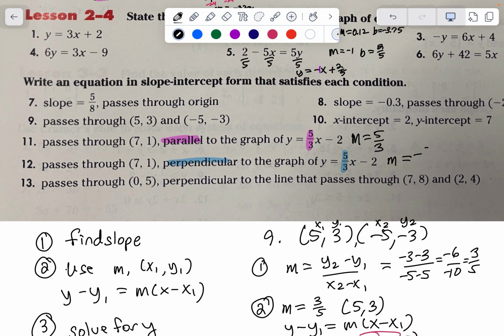Now 13 is a little different. You have to calculate the slope, then flip it and change its sign. Okay, so 13, you have a little bit of work to do to get there, but 11 and 12, that's going to get you started there.